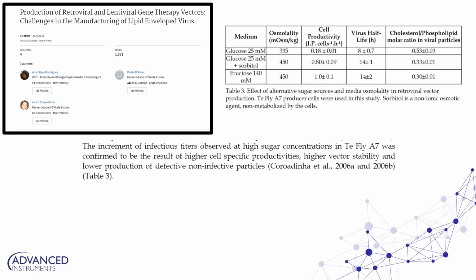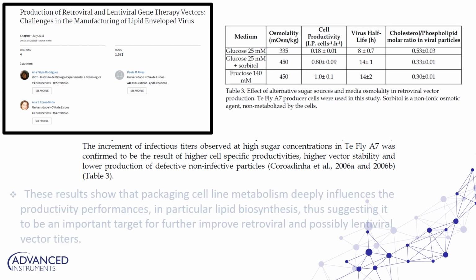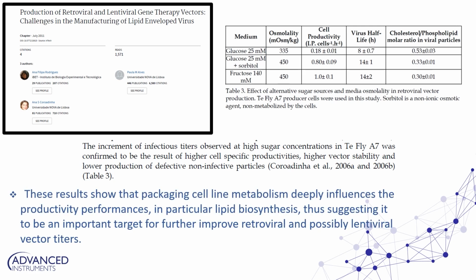The data shown here also supports the idea that the higher the osmolality, this time increased with the addition of either glucose or fructose, the increased cell productivity. They also took note of the cholesterol to phospholipid ratio, with this all again suggesting that when having various parameters and additions to your media, the more likely you are to improve your viral stability and productivity. If this is the case for retroviruses in particular, why can it not be the case for lentiviral vectors too?